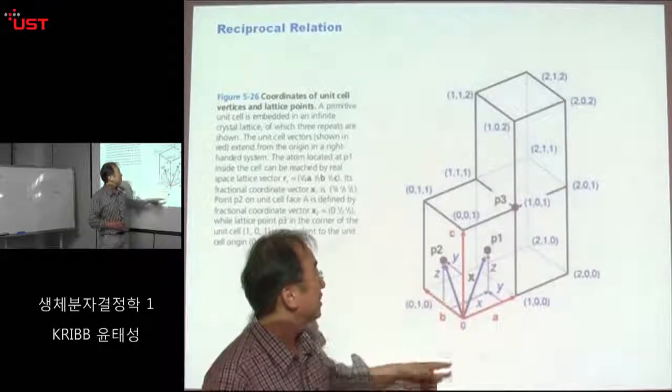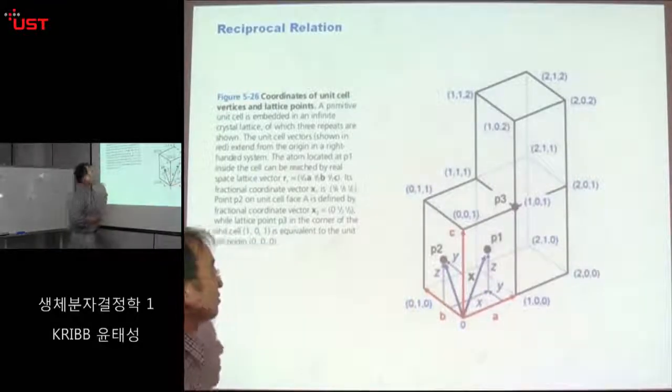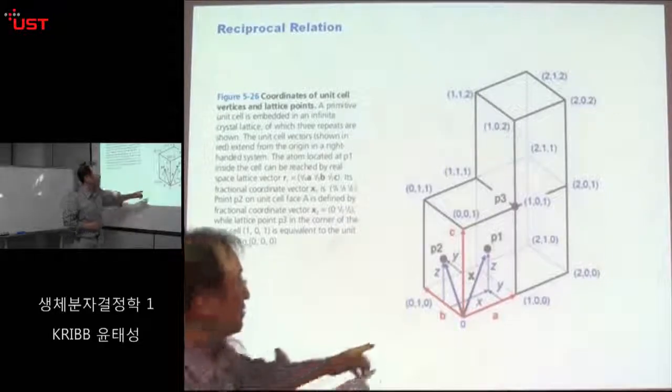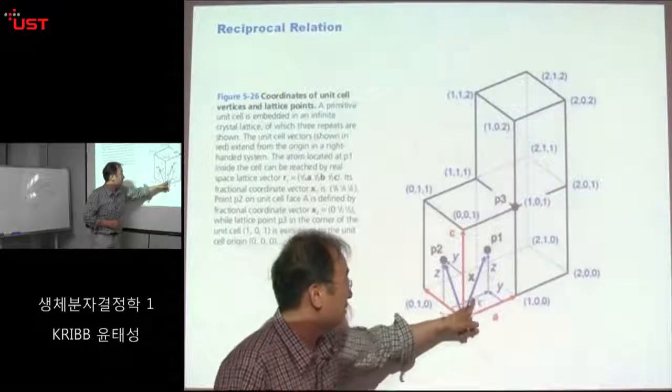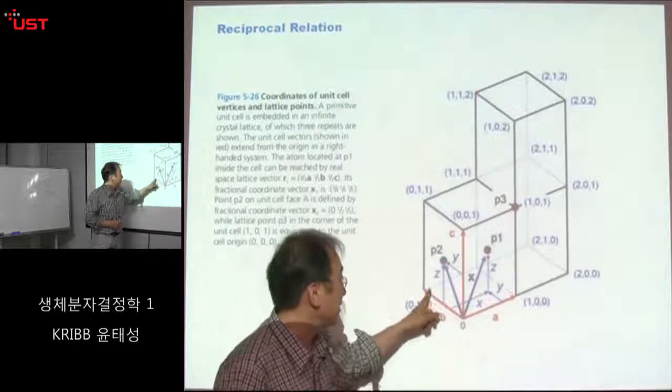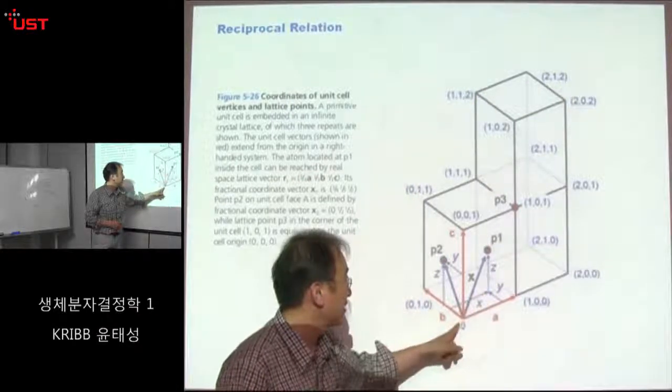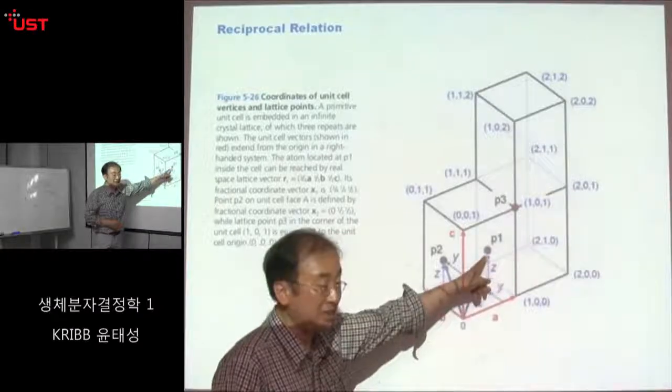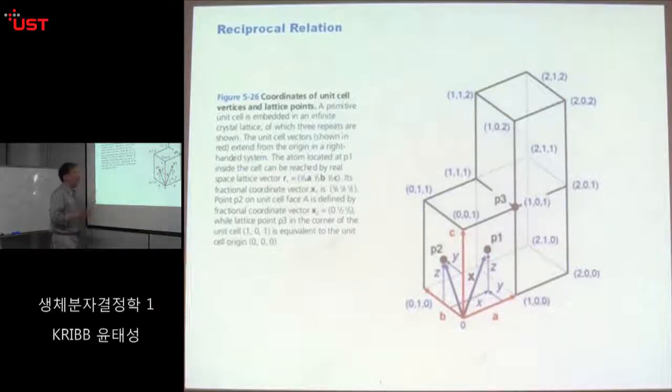Correct. But this is a kind of general position, and it can be described with the fraction of A as X, the fraction of B as Y, the fraction of C as Z. So with the variables X, Y, Z between 0 and 1, it's called fractional coordinate.